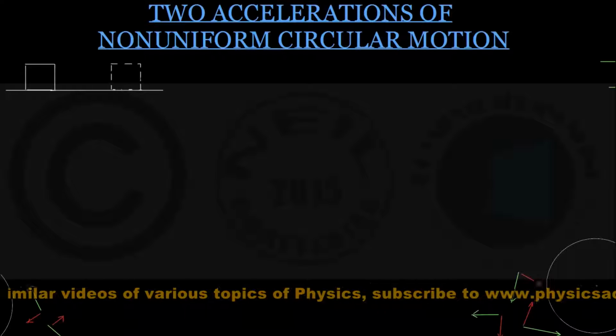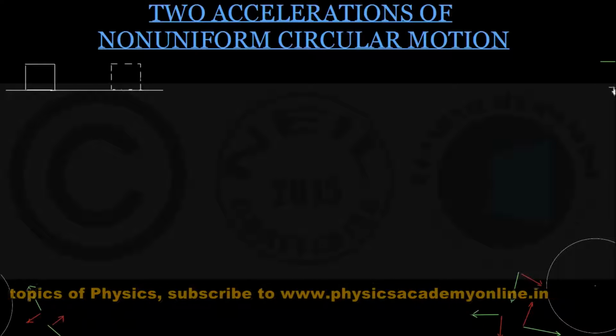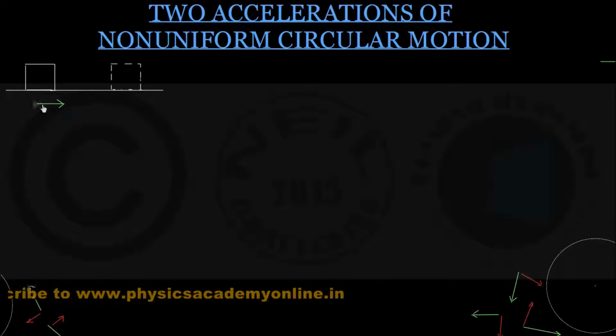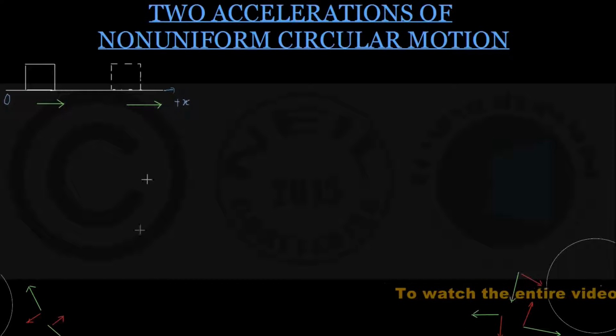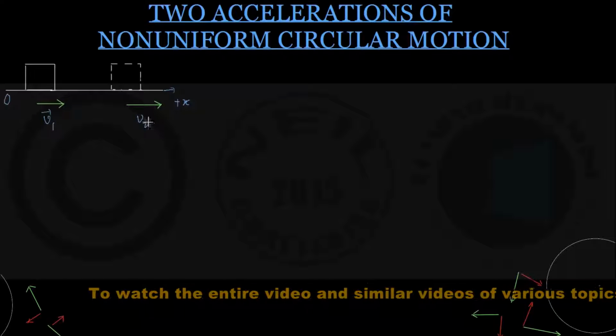Here is the block, you can see, and its initial position is here and finally it's here. And suppose initially its velocity is given by this green arrow to the right, that was v1 at time t1, and later the velocity has increased to v2 while keeping the same direction. Now we can call this the origin here, and this is my plus x direction. So we see that the velocity vector, initially at time t1, is v1, and then it has become v2.